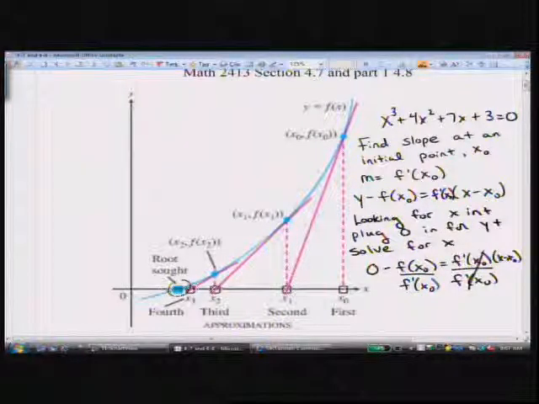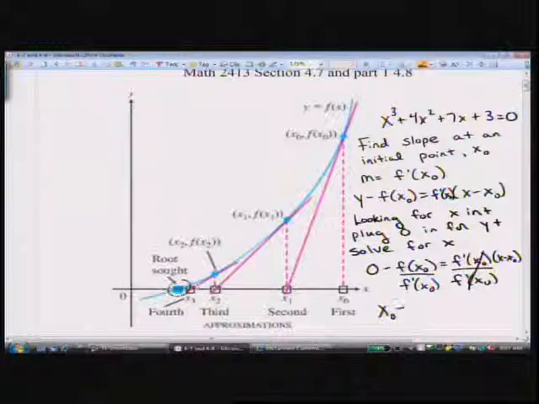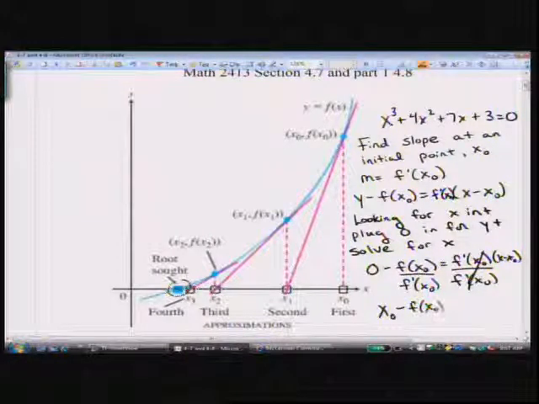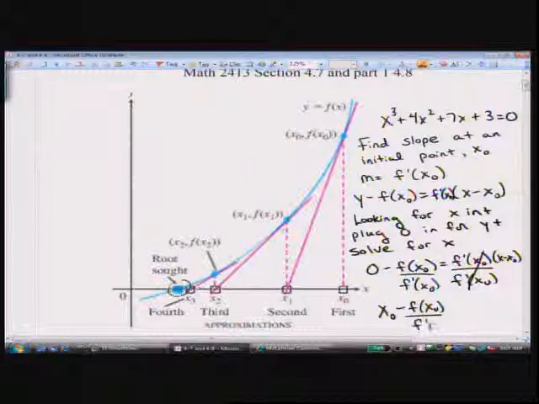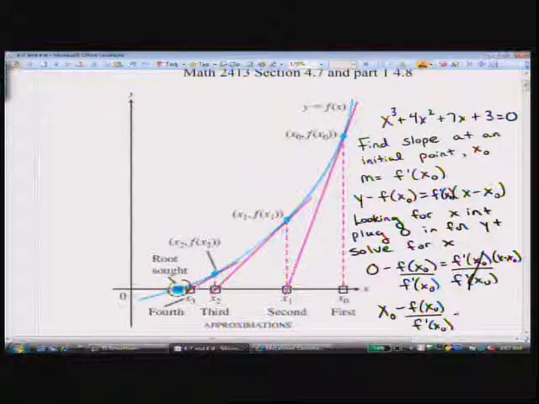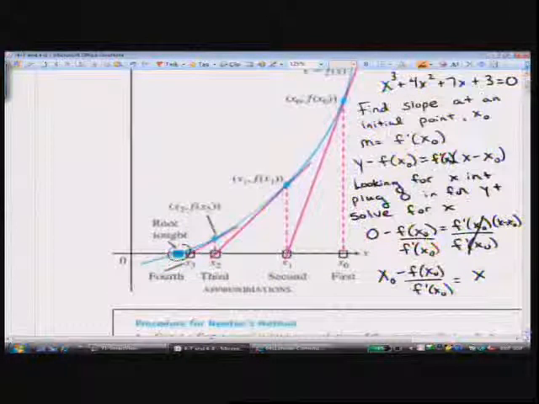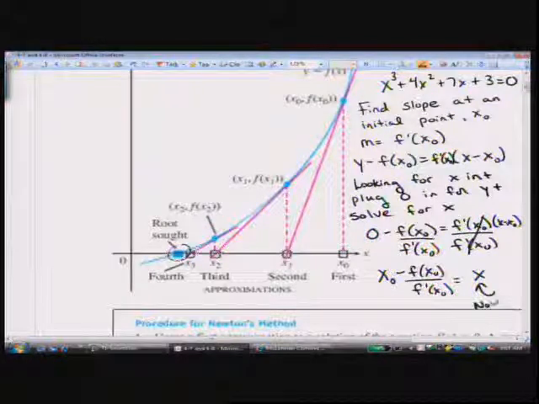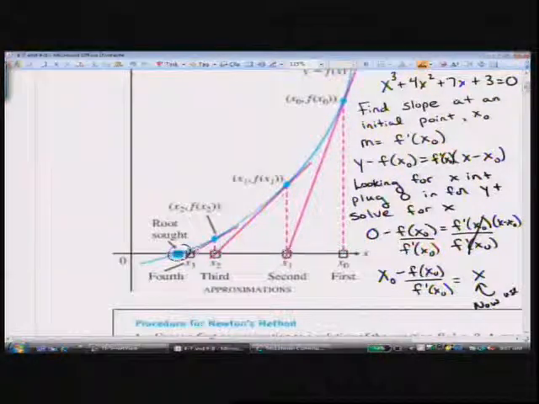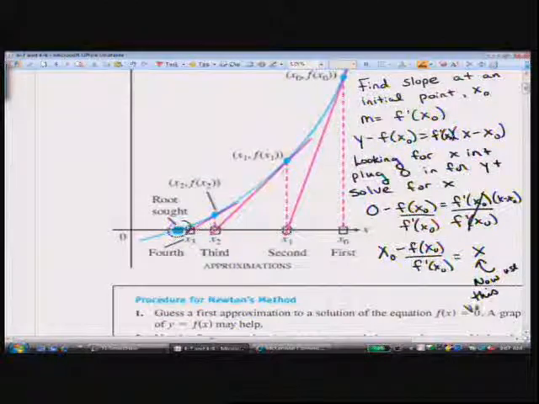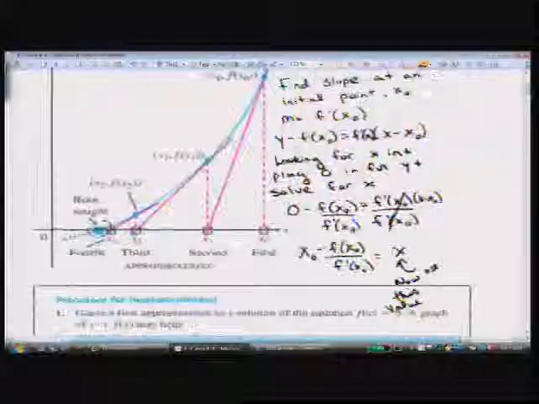And then you can just move the x naught over, and so you get x naught minus f at x naught over f prime at x naught is going to give you x, the x-intercept. Well, what we'll do then is now we will use this value and repeat the process.